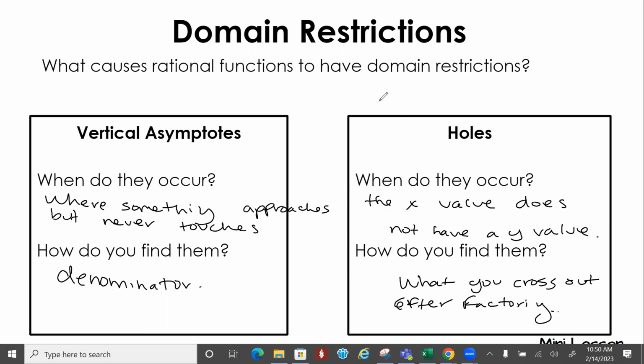Okay, so with domain restrictions, with domain for this, we're going to say all real numbers, and then we'll say something like x cannot be, and then whatever the holes or vertical asymptotes are at.